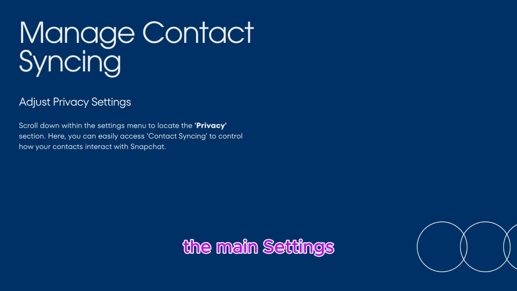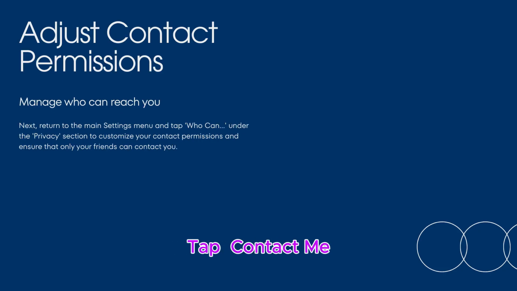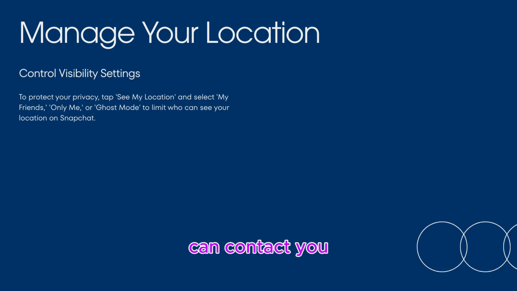Next, go back to the main settings menu and tap Who Can under the privacy section. Tap Contact Me. Select My Friends instead of Everyone. This ensures only people you've added back can contact you.